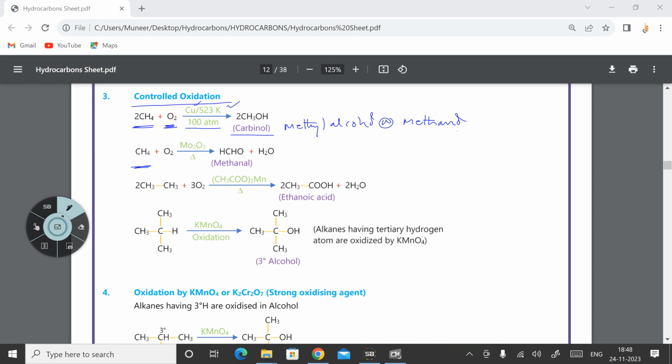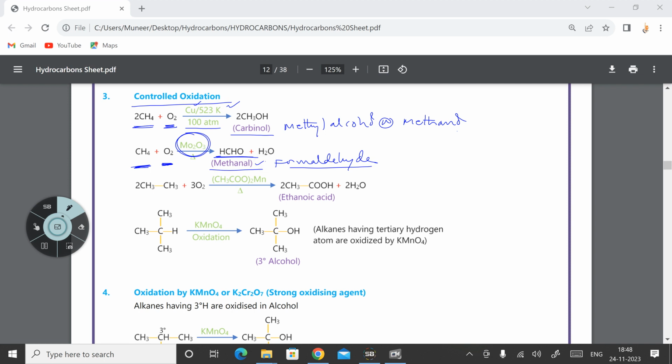Now, see here. When methane is oxidized or treated with oxygen in the presence of molybdenum oxide, MoO3, as a result, formaldehyde is formed. It is also called formaldehyde. Methanal is the IUPAC name, HCHO and H2O.